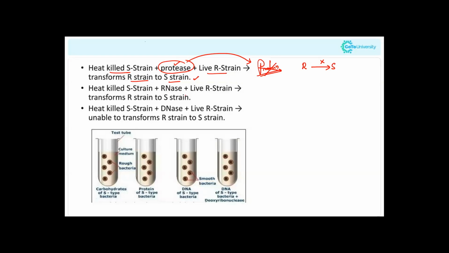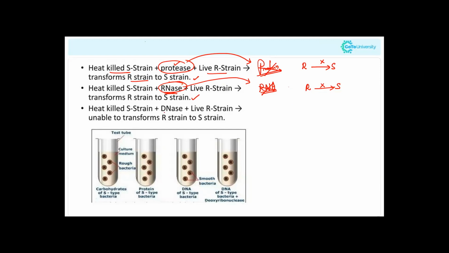Then in the next test tube, they added RNase. That is an enzyme which cleaves RNA, that is ribonucleic acid. Even when they added RNase, the R strain got transformed to S strain. If RNA was the genetic material, then when RNase is added, it would have cleaved the RNA, and the transformation would not happen. But actually it happened here. That means RNA is not the genetic material.